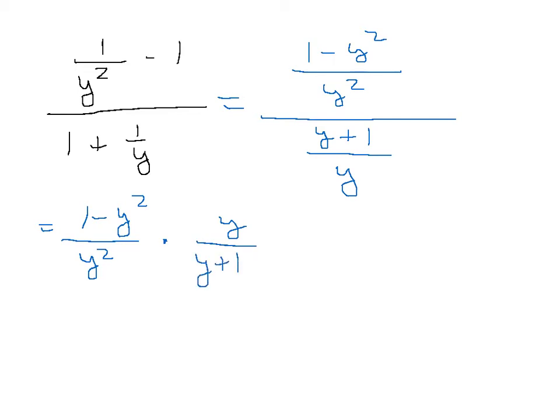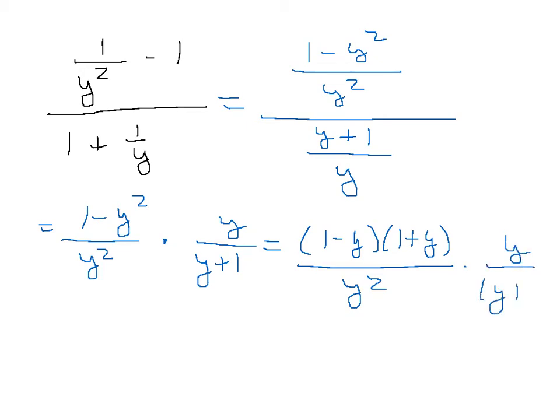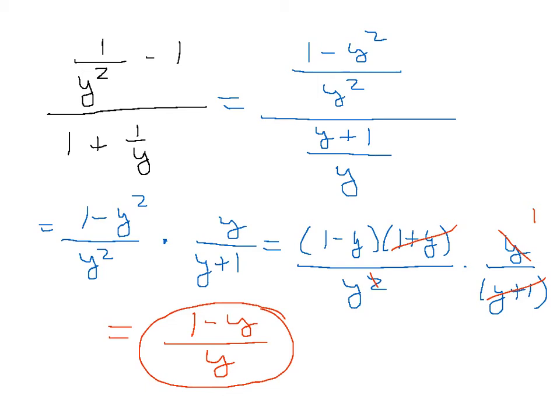So now we're kind of back to where we were with just multiplying two rational expressions. So I factor the top times y over y plus 1, and y plus 1 and y minus 1 are the same, so I can cancel those. I can get rid of that y, I can get rid of the squared, and so what I'm left with now, can you see it? 1 minus y over y. And there you go.